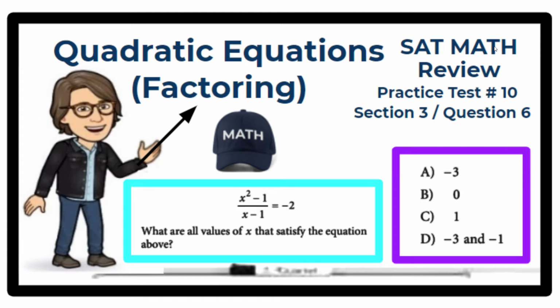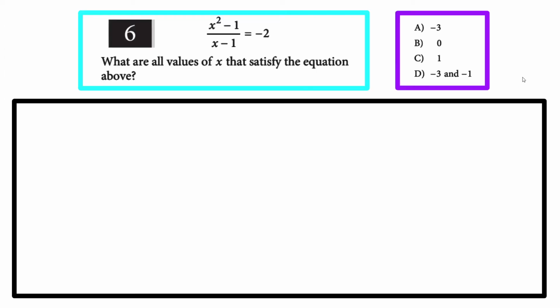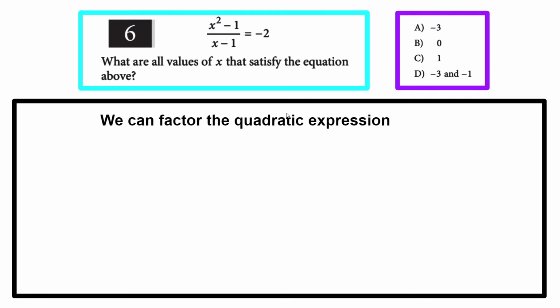My name is Jonathan. We are discussing the College Board SAT Practice Test number 10, Section 3, Question 6. Subject: Quadratic Equations, Factoring. A quadratic expression has a variable whose highest exponent is 2. And we see a quadratic expression here, x squared minus 1.